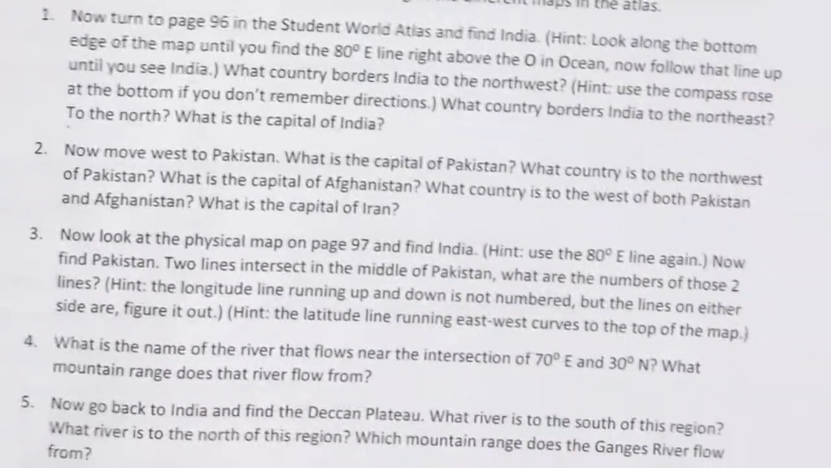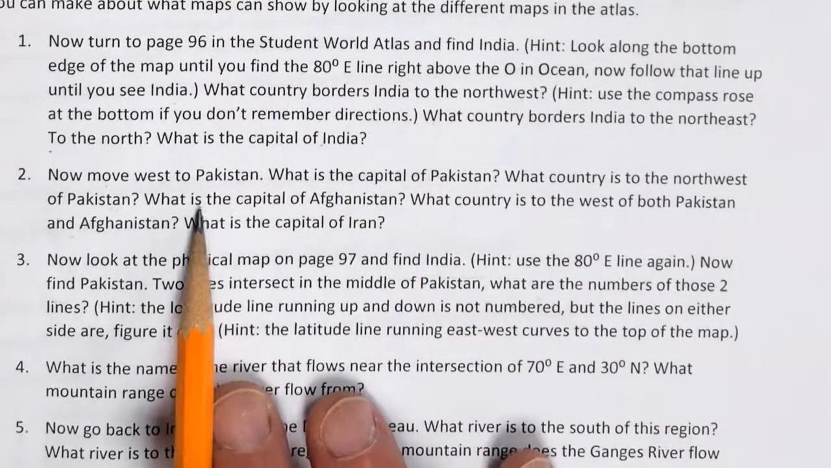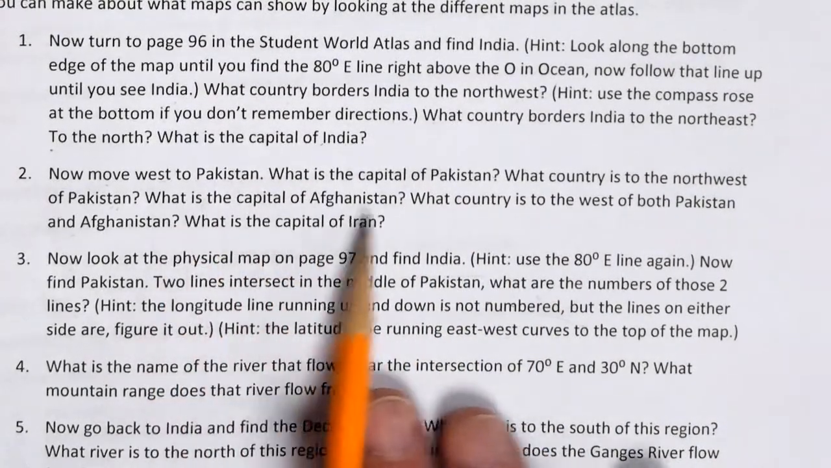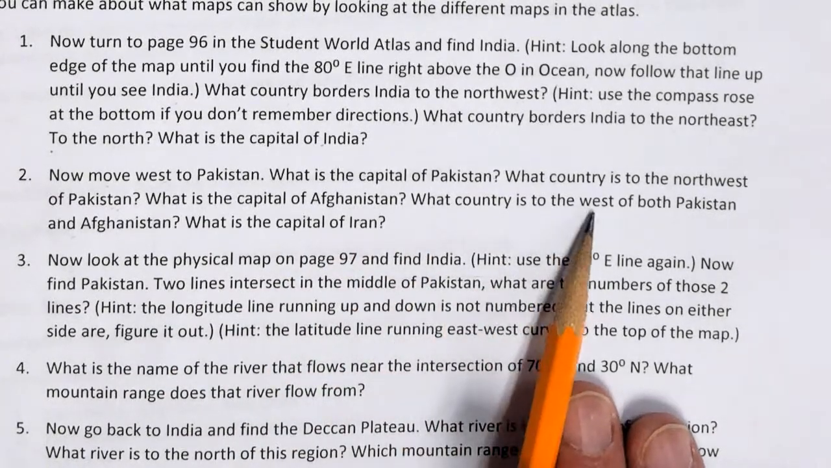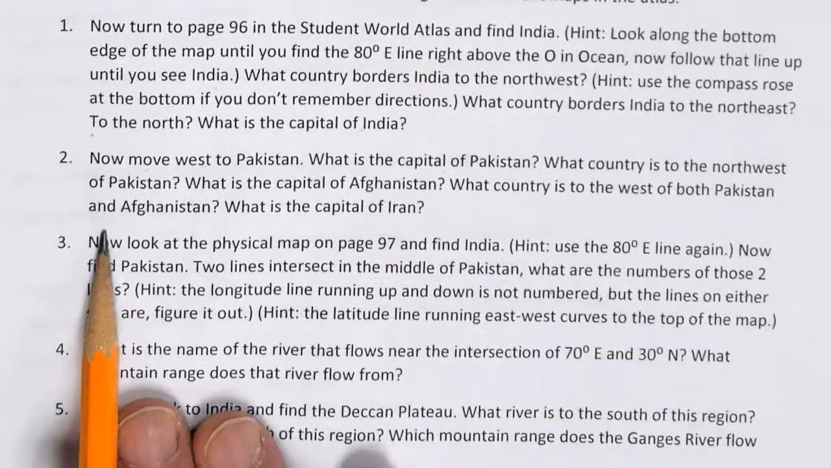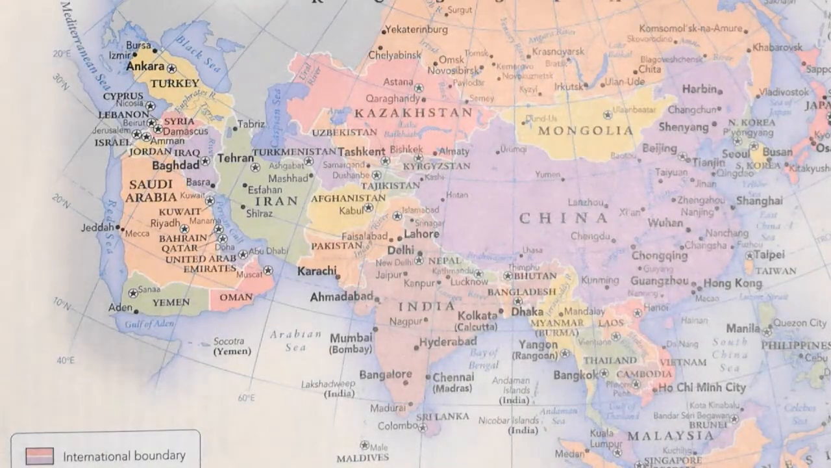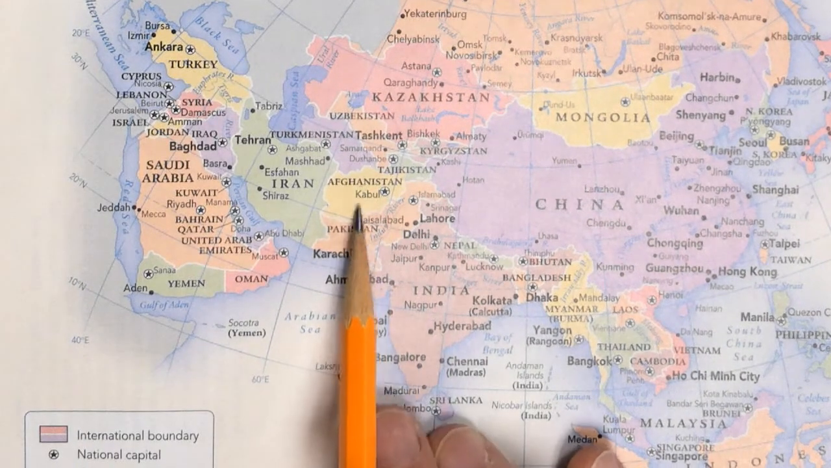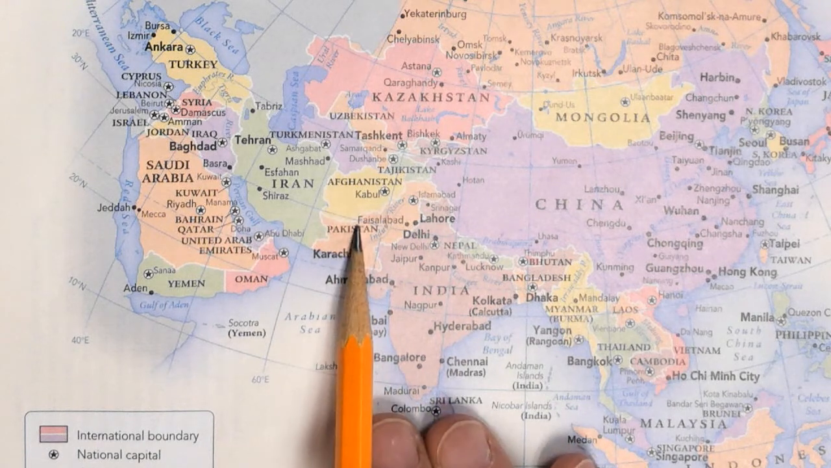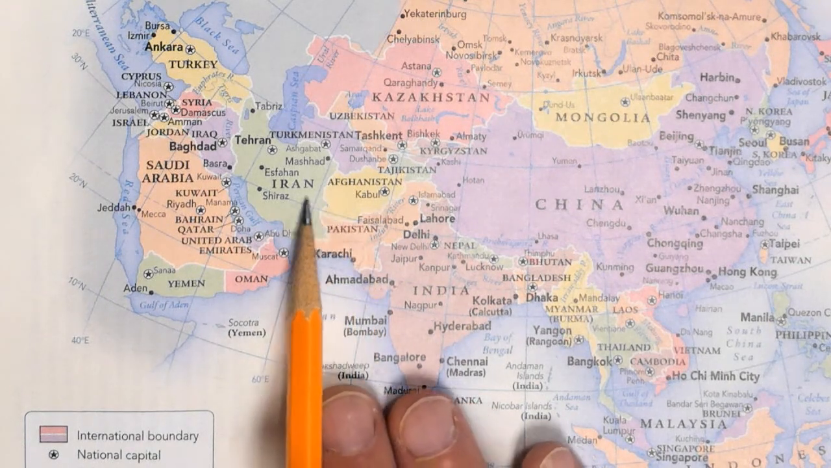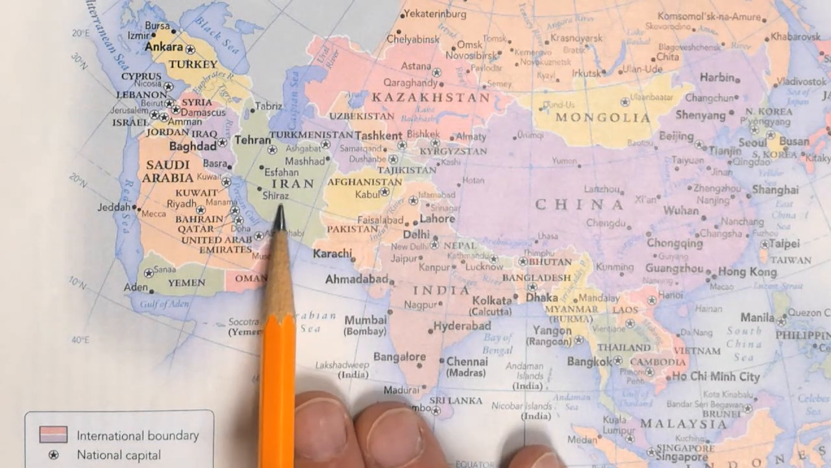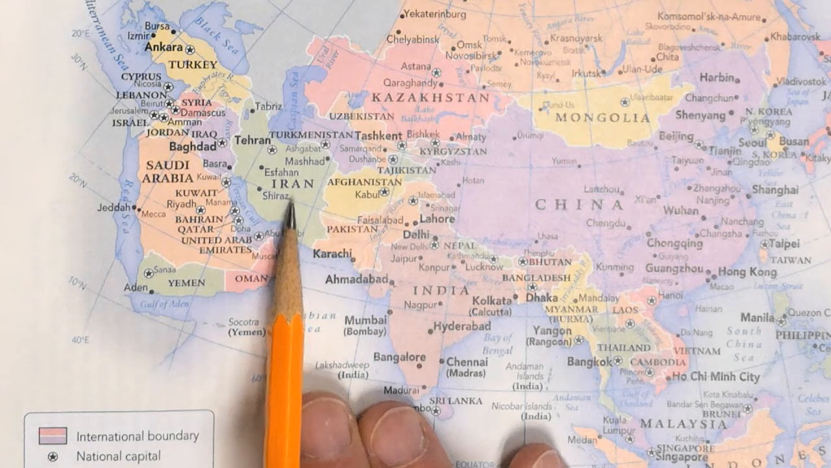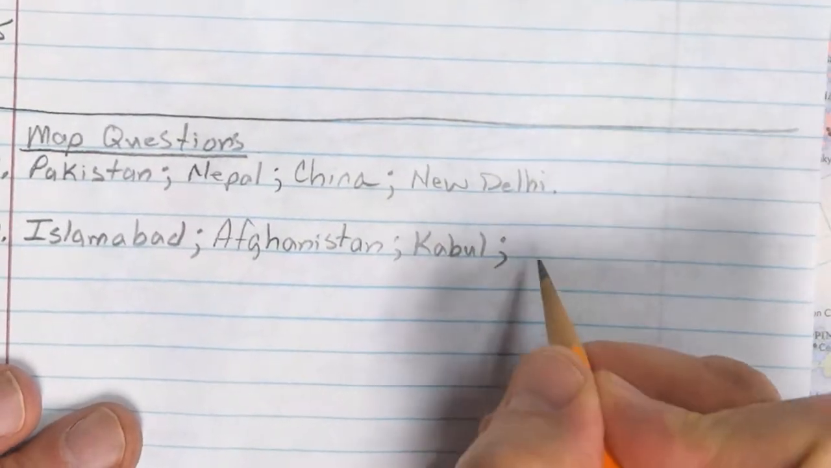Let's see, is there anything left for number 2? What is the capital of Afghanistan? Kabul. What country is to the west of both Pakistan and Afghanistan? All right. Pakistan, we already found Pakistan, Afghanistan, right there. What country is to the west of both of them? We go west. Well, what's the name of this country? Is it this word, this word, this word? What's the name of this country? Okay, it's Iran. So we go to number 3, or the last one here, put Iran.